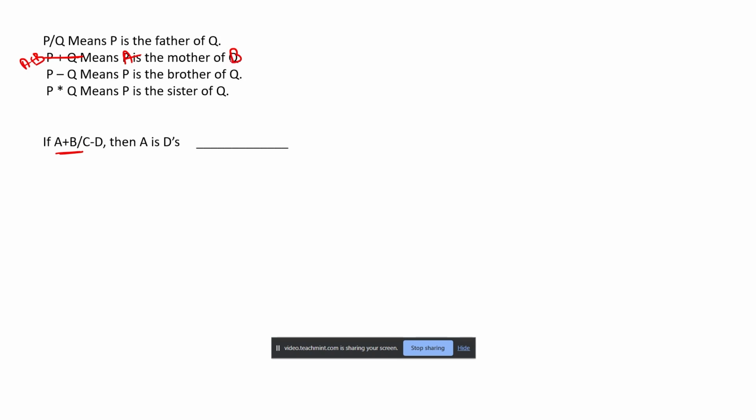Then solve the problem. So a plus b means A is the mother of B. I'm writing the diagram. A is the mother, so A is a female person, and whose mother? B's mother. That's why A should be on top, and B should be below A after one generation. One vertical line means one generation.